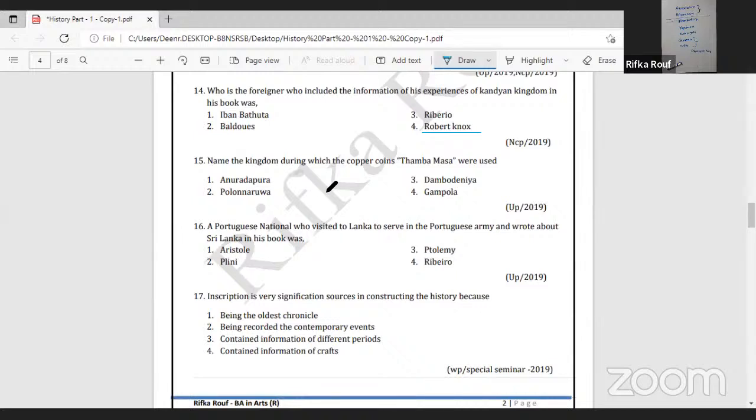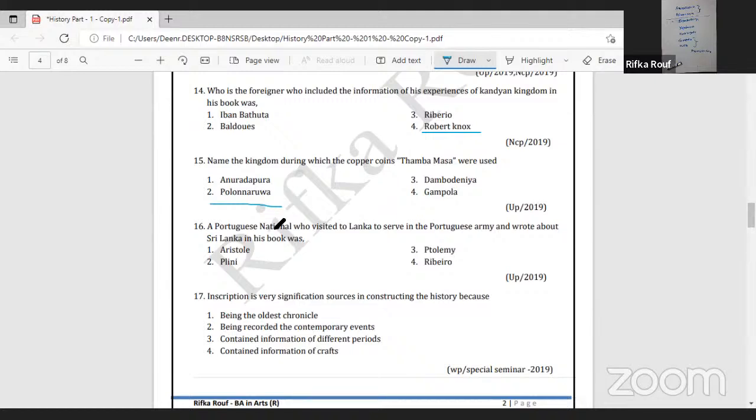So name the kingdom during which the copper coins named Thambamasa were used. During which ruling period of time? Here, a copper coin named Thambamasa was used. During which kingdom? Yes, you are correct. Almost all are correct. The answer is Polonnaruwa.